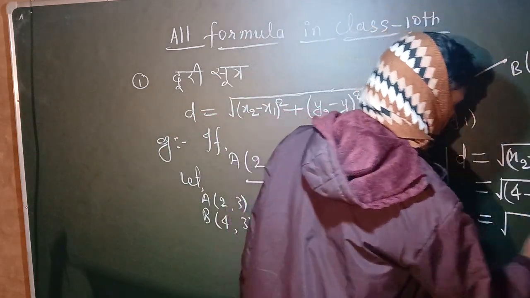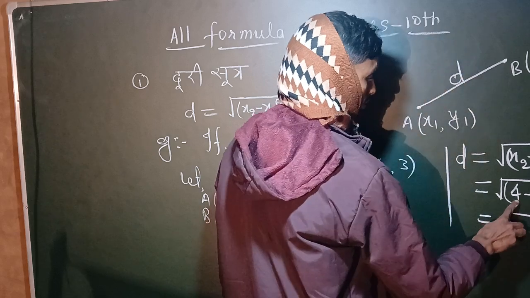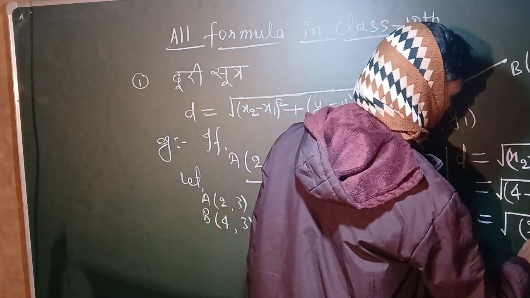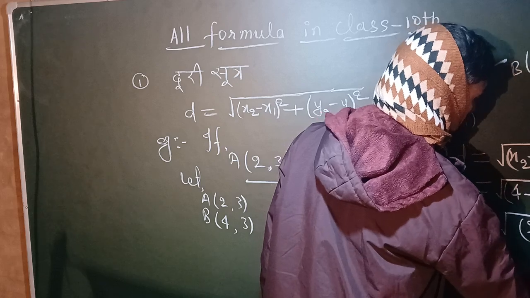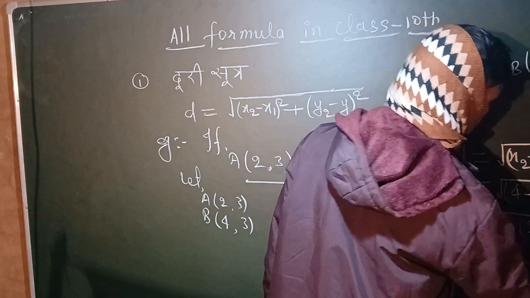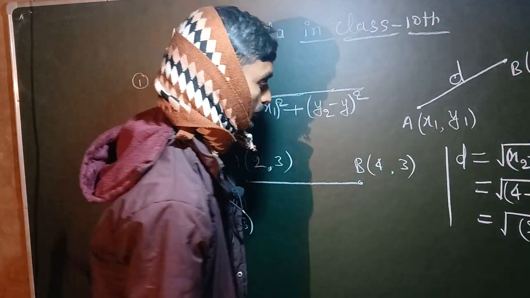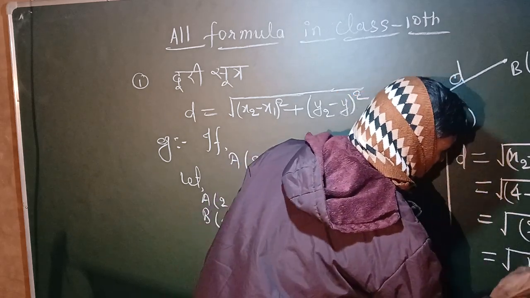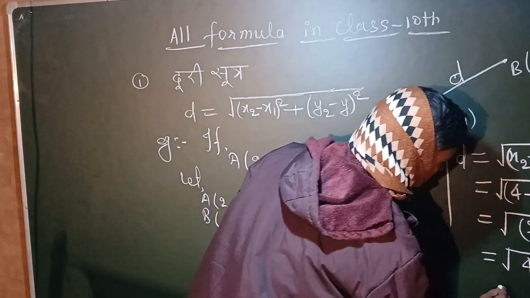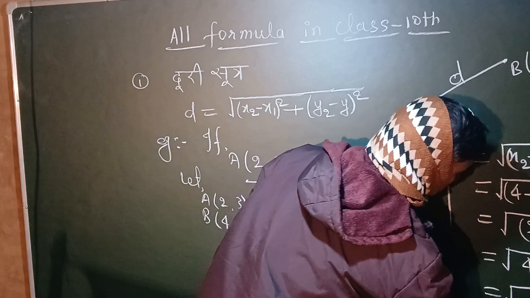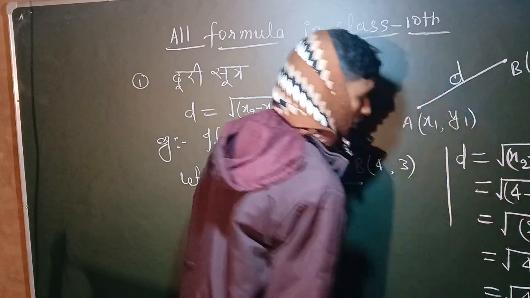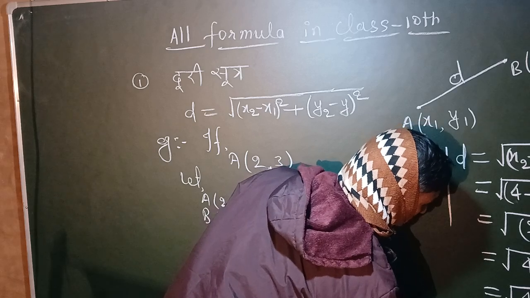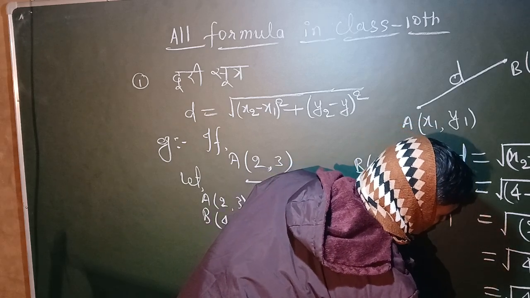Equal to 4 subtract 2 is equal to 2, 0 square. Next calculate the value, add 4, this value is 2 unit.